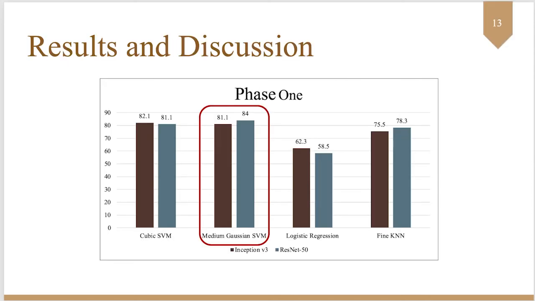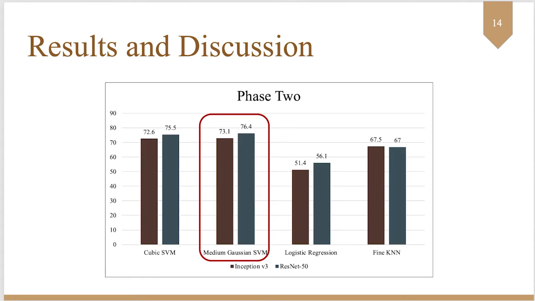The graph of phase 1 highlights the accuracy reached by the ResNet 50 model, which is 84%, and Inception v3, which is 81.1%. And this graph of phase 2 also represents how there was a drop in the accuracy of the models with the expansion of the dataset. However, the ResNet still excelled over the Inception v3 with an accuracy of 76.4%.